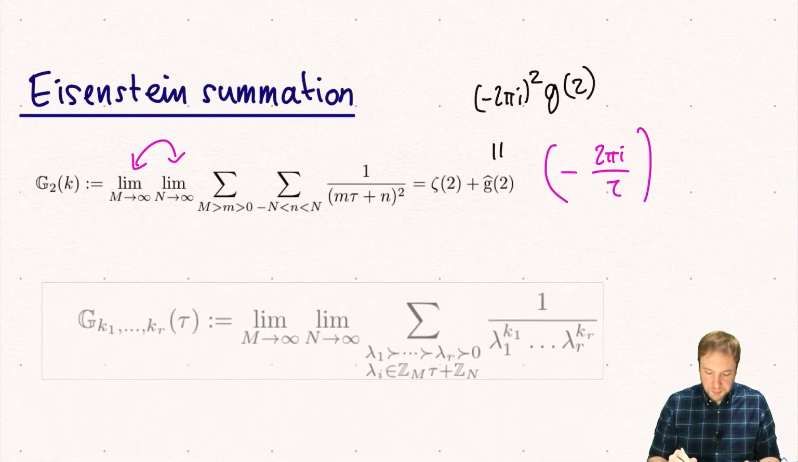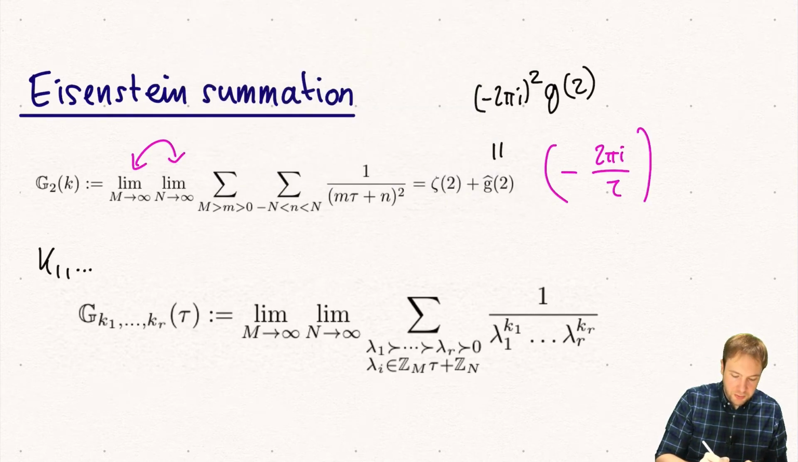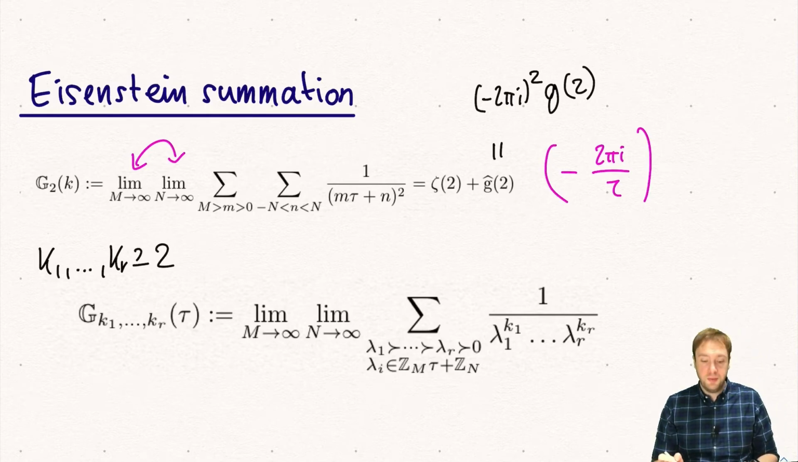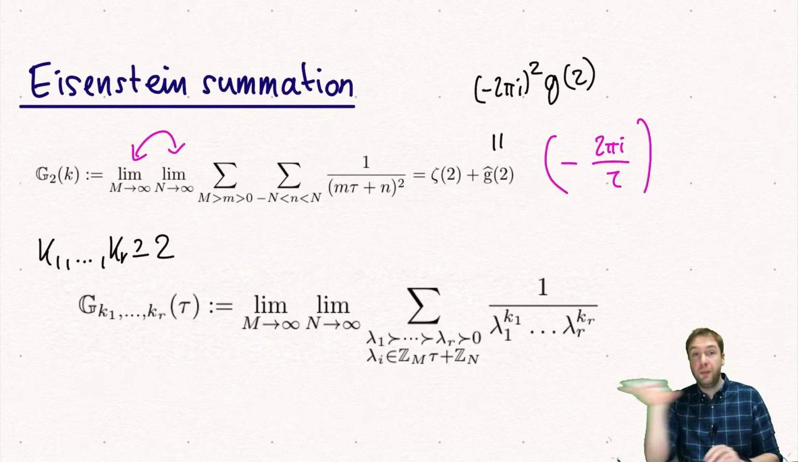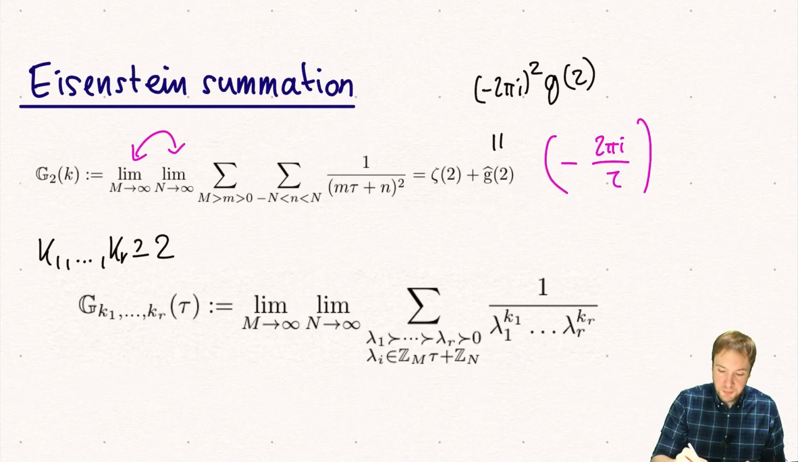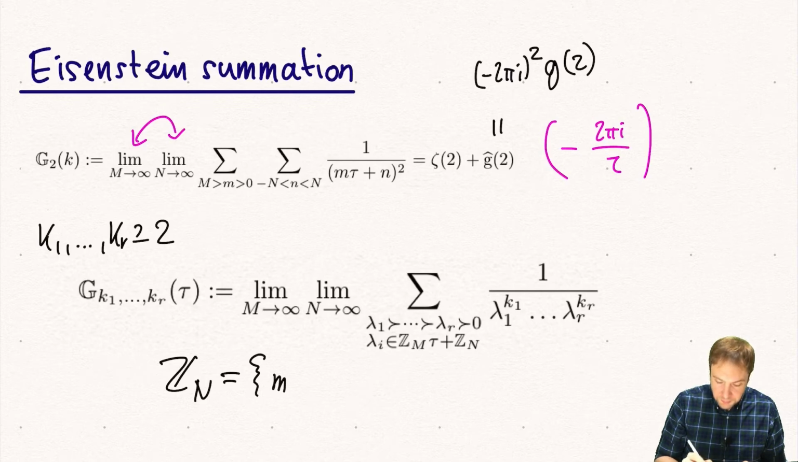So in general, we will now allow also k1 up to kr greater or equal to 2. One can check that these multiple Eisenstein series are also conditionally convergent in this case, and we will also use this summation here. So we will first sum in the horizontal axis and then in the vertical, and here this notation Z_N just means I take all integers n where the absolute value of n is smaller than N.